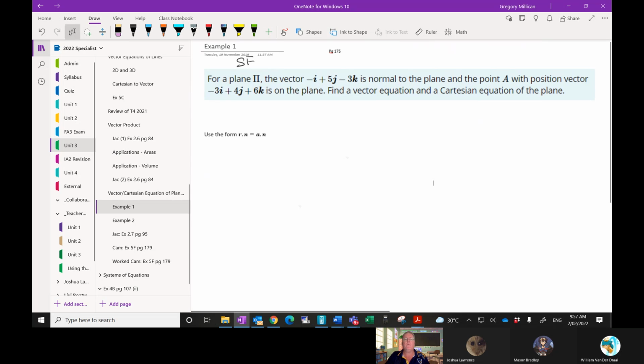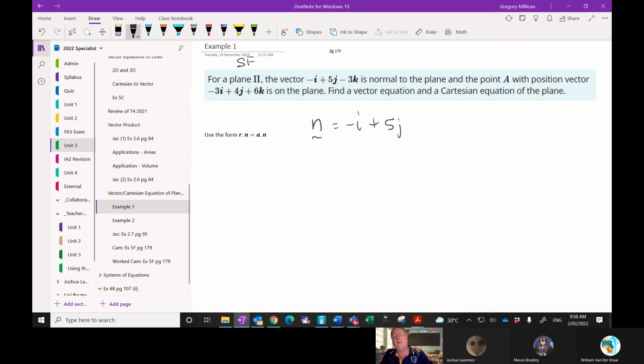So for a plane, plane 2, a two-dimensional plane in three-dimensional space, that's what the little 2 means. It's a Roman numeral 2, talking about two-dimensional. Sometimes they write plane but don't write the 2, just be aware. The vector negative i plus 5j minus 3k is normal to the plane. Well, if that's the case, then that's n.